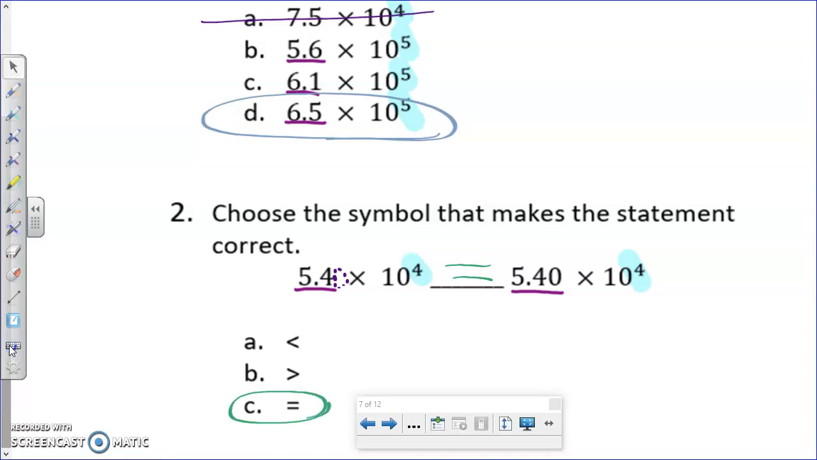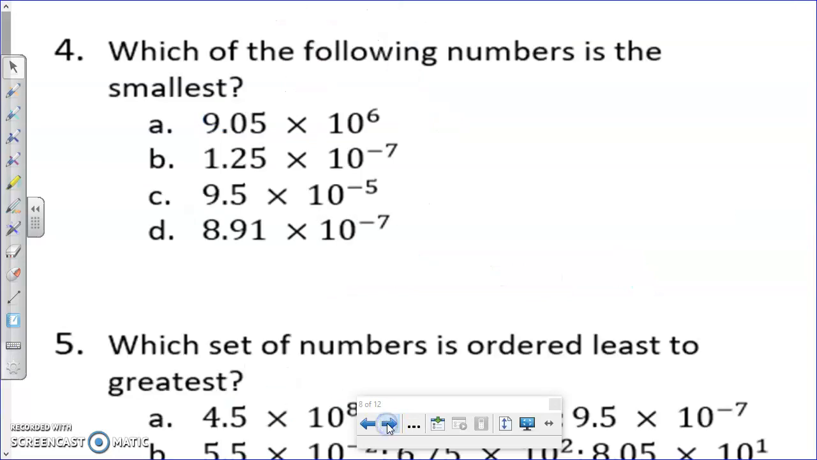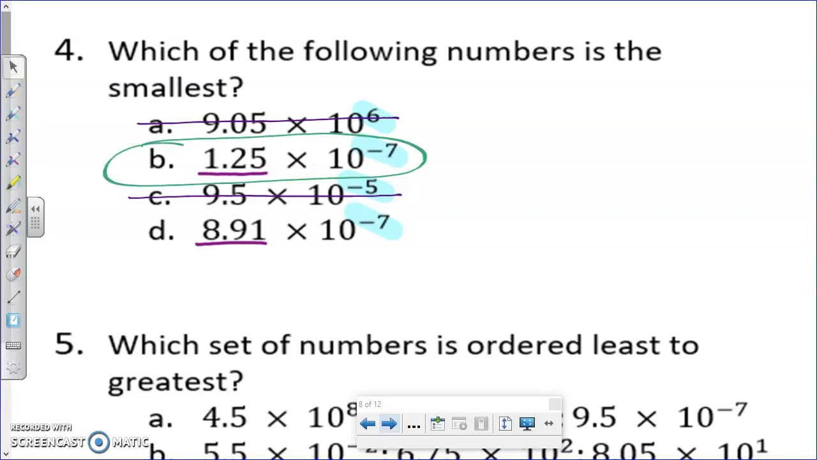We're going to skip number 3 for a moment and come back to it. So let's look at number 4. They want to know which number is the smallest. So again, I still start with the same procedure. I'm going to check the exponents. So I have 6, -7, -5, and -7. Well, I know positive 6 is too big, and I know -5 is too big. So I'm stuck between the two -7s. So I'm going to look at my decimals, and I have to figure out which one is smaller, 1.25 or 8.9, and 1.25 is the smallest.